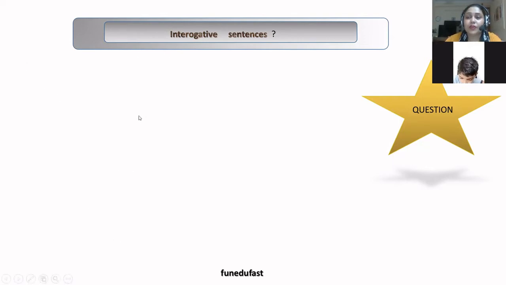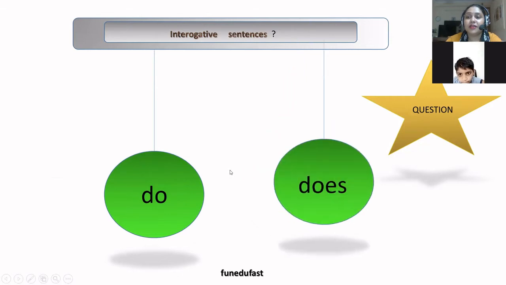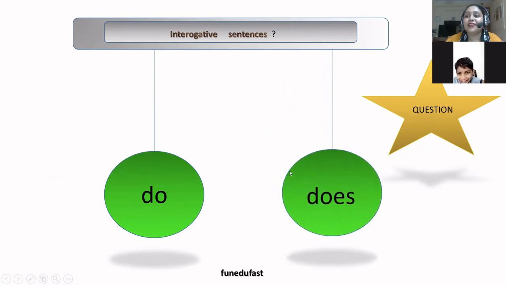So here we have do. We use do and does. We use do and does to make interrogative sentences. Interrogative sentence means question sentence. Whenever we want to ask questions to someone, then we will use do and does.